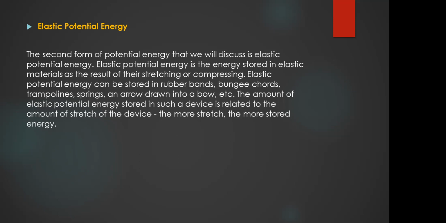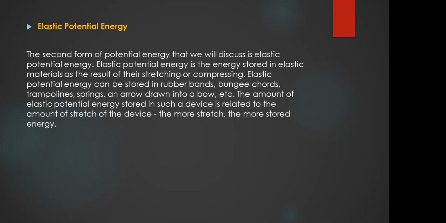So the elastic potential energy is the second form of potential energy. It is an energy stored in an elastic material. The previous one is related to the vertical height because of gravity. Here, it is stored in an elastic material when you stretch or compress something, like a rubber band. Since you start to stretch or compress something, the elastic potential energy starts working.